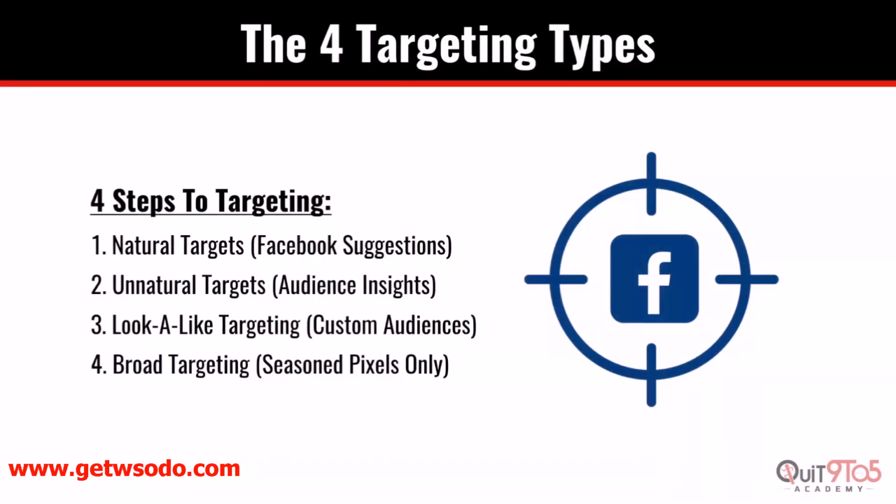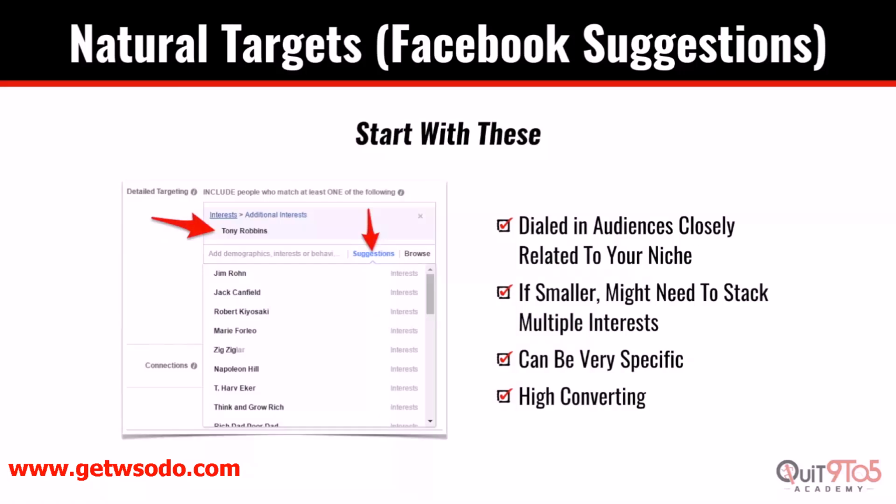These are the 4 steps that we take when we approach our targeting. Number 1 is doing natural targets. Number 2, unnatural targets. Number 3, we build lookalikes. And number 4, we just go broad. As a general rule, we like to start with natural targets. So natural targets are dialed in audiences that are closely related to your niche. If you find some smaller natural target audiences, you might want to stack them with multiple other natural target interests just so you get enough reach to actually be able to spend.